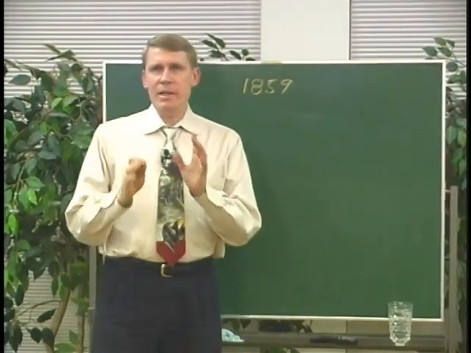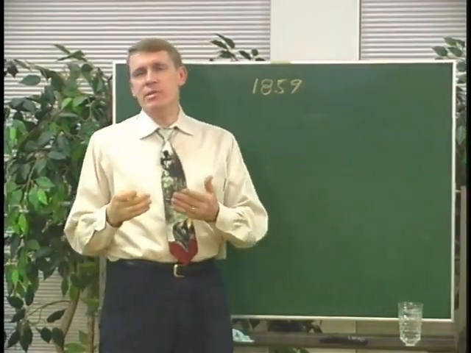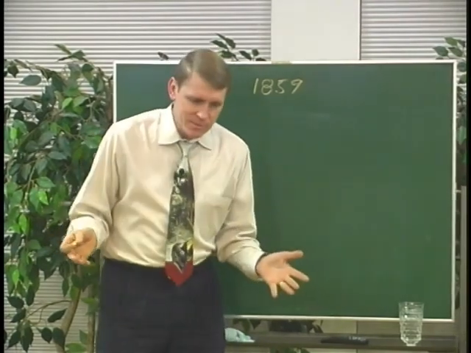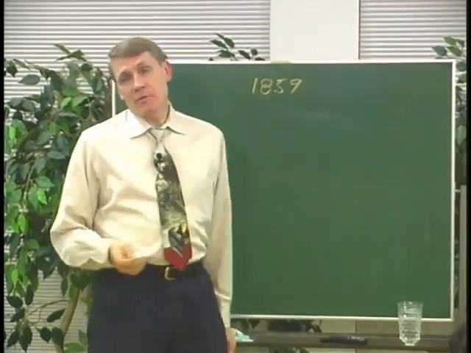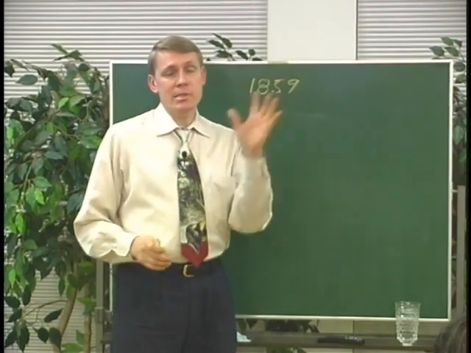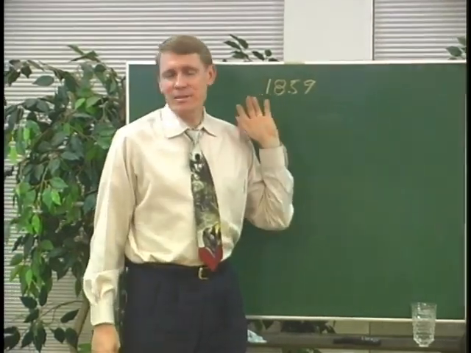Darwin predicted, we will find evidence for my theory. The theory, of course, says that all life forms have a common ancestor. He said this in 1859, and most scientists at this time rejected it. They said, this is a stupid idea, this is a dumb theory.